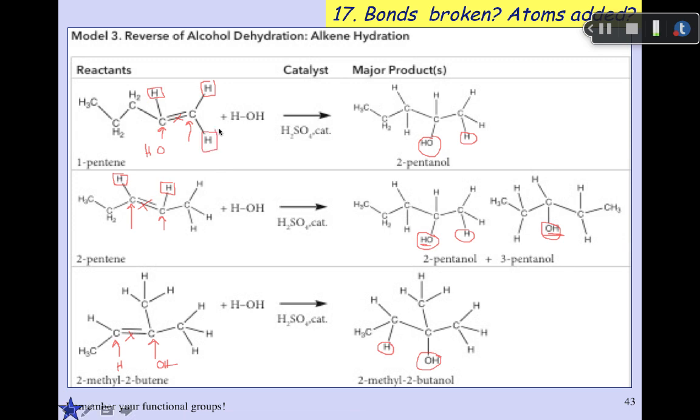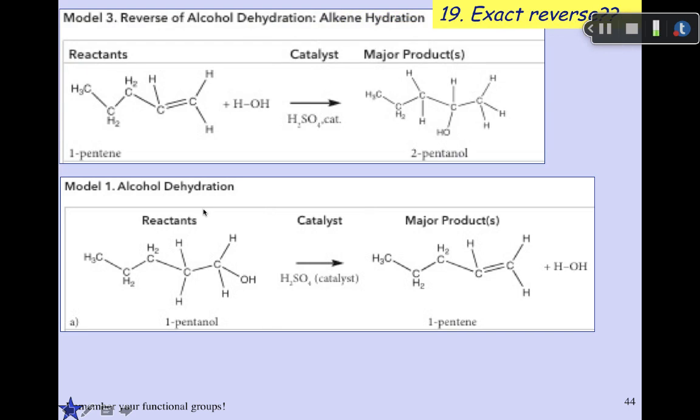Alright, so having said that, what next? If we're looking at these reactions and comparing them to the alcohol dehydrations from Model 1, are these reactions the exact reverse of one another? Well, if you take 1-pentene and hydrate it by adding water, you end up with 2-pentanol, which we just saw in the previous slide. Because of Markovnikov's rule, the alcohol is going to go on the second carbon.